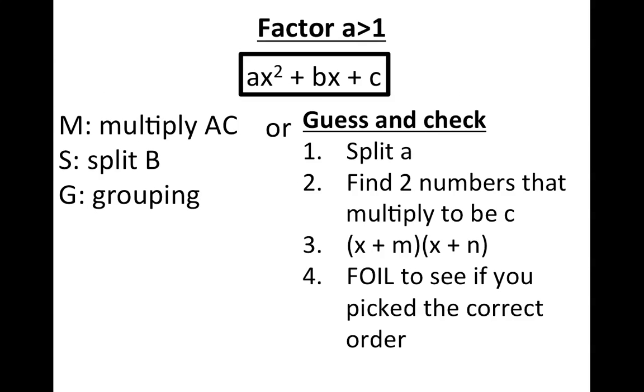So today we're going to factor when we have a number greater than 1 out front of your x squared term, so our a term. We have a couple different ways. The two ways I'm going to show you are MSG or the box method. For MSG, you multiply A and C, split B, and group.